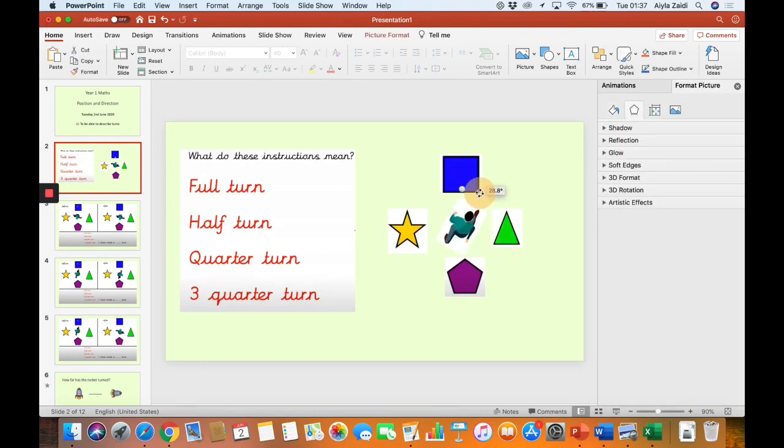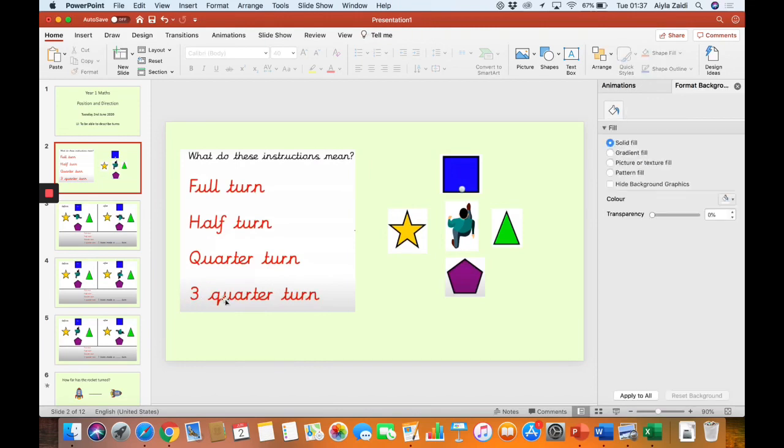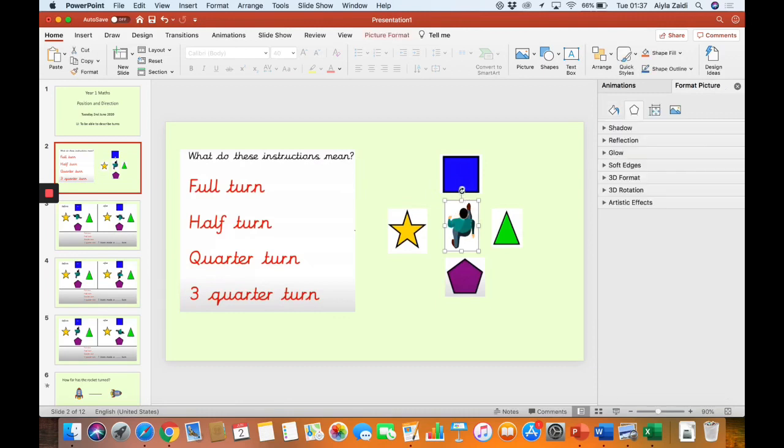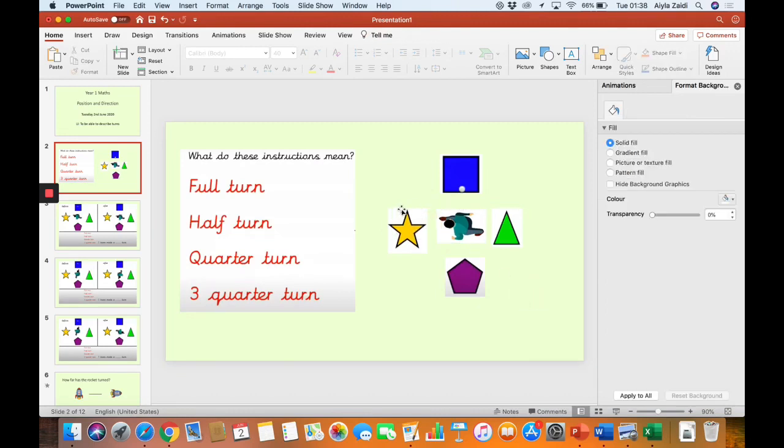Okay, let's move him back to the blue square. Now we're going to do three quarter turn. So he's going to turn one quarter, two quarters, which is a half, and there we go, three quarters. Which shape, Year One, is the man facing now? Well done, he is now facing the yellow star.